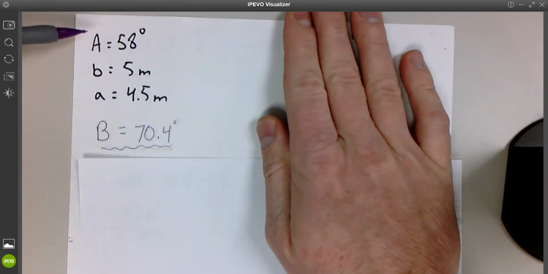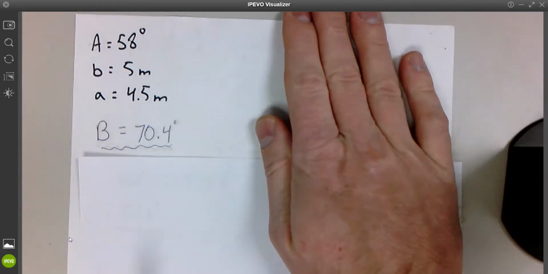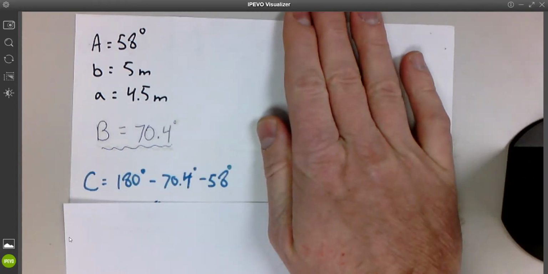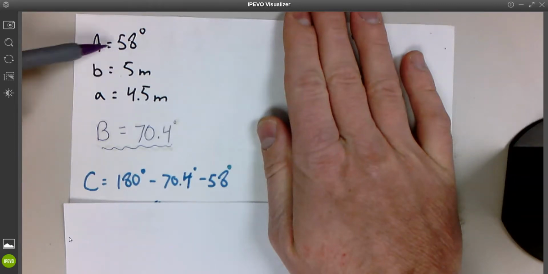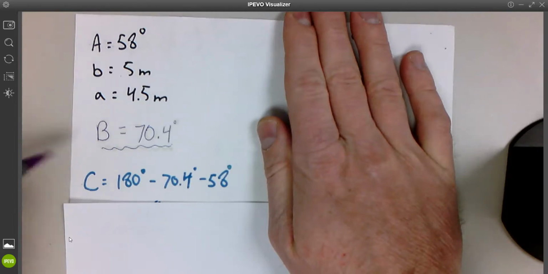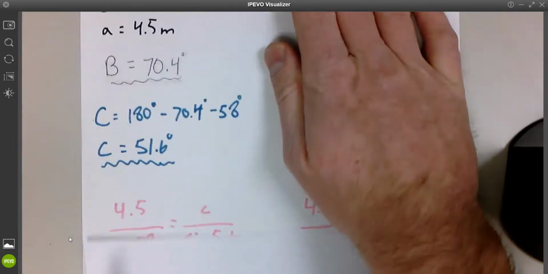So let's see, from here, I know capital A, I know capital B. If you ever know two angles, well then you know the third one, because you can do 180 minus those two and get that third angle, capital C. Now that I know capital C, I can set up the law of sines again. I can say 5 over the sine of 58 equals c over the sine of whatever capital C is, 51.6.